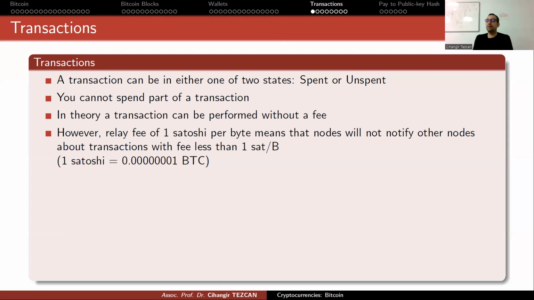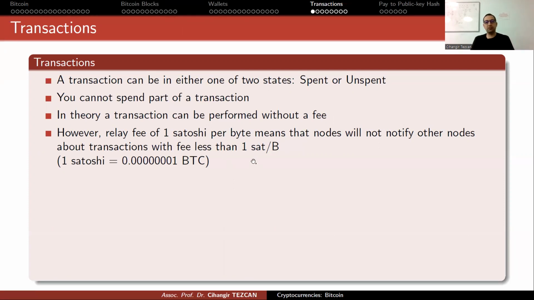So if it is less than 1 Satoshi per byte, generally nodes do not notify other nodes when you create such a transaction. So this means that most probably your transaction will not be performed. But if you want it to be definitely included in the current block, you can increase this number, and this way miners will put it as the first transaction in their block when they are mining it.